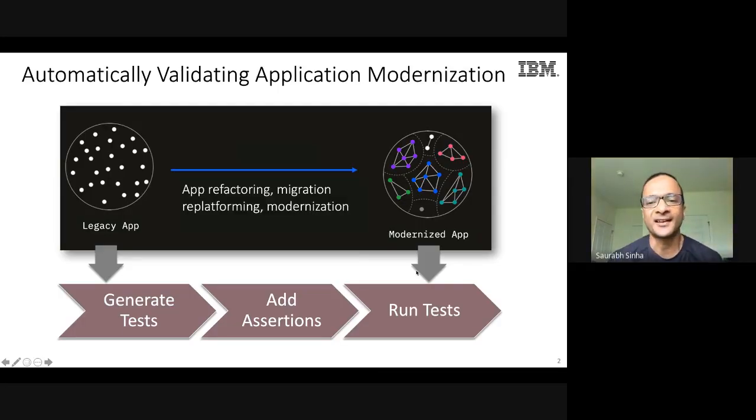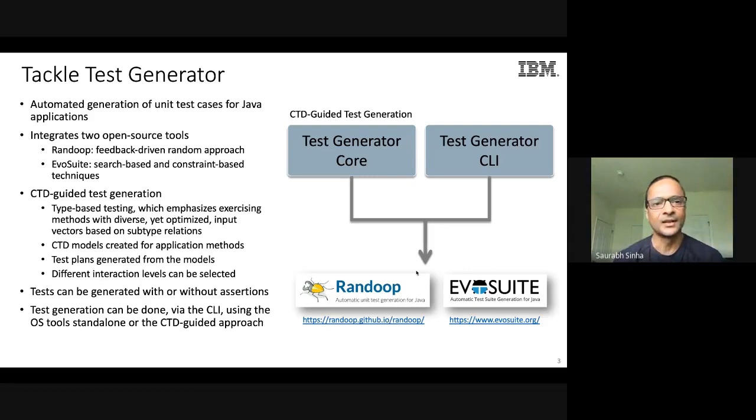So as I said earlier, our goal is to support automated validation of application modernization. So this could involve refactoring, migrating, replatforming, and so on. And then, of course, depending on the kind of activity you perform, the testing needs and validation needs would be different, right? But the overall idea is that we generate test cases automatically on the legacy version of the app. You can optionally add assertions to those test cases, and eventually you run them on the modernized app to detect behavioral differences. So the tool that we have built consists of 2 core components.